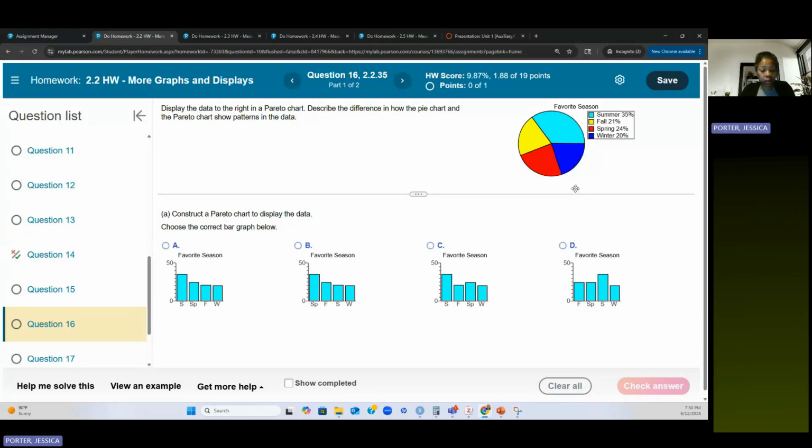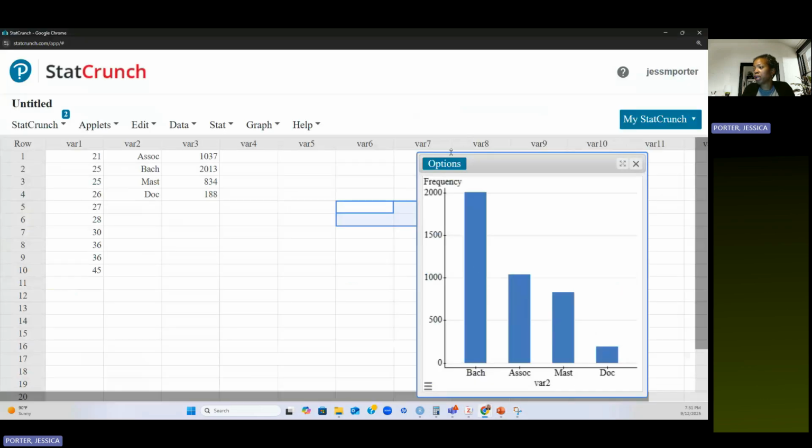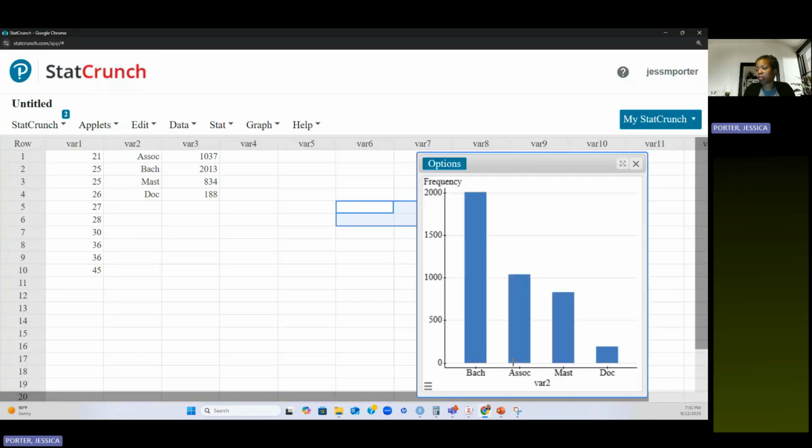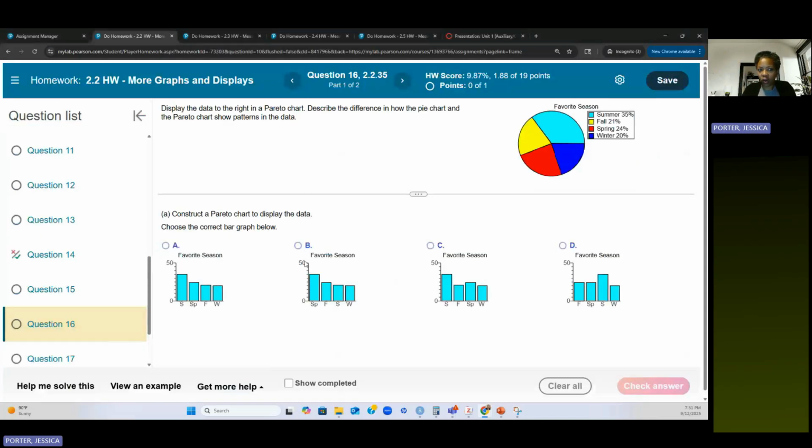Professor, I think somebody asked, how did you get the part where you say ascending? Oh, okay. Thank you. Let me go back to StatCrunch here. In options, when you're selecting, you go order by and count descending. In the order by part. And then compute. Okay, perfect. Thank you. Yes, because I'm floating in between screens, so I don't always see the chat right off. So thank you for that.